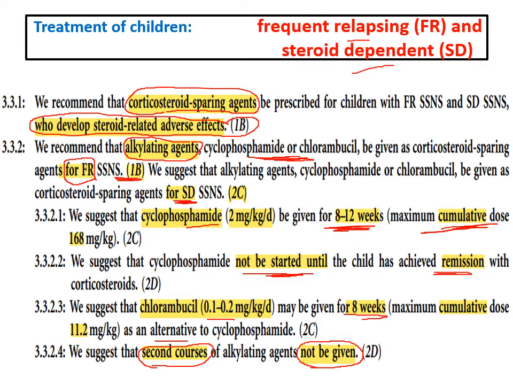يبقى to know تاني when to use alkylating when to use other immunosuppressives or corticosteroid sparing agents when children develop steroid related adverse effects. Options, the first option is alkylating agents cyclophosphamide or chlorambucil. They are preferred in frequent relapsers. They are not preferred in steroid dependency. The course cyclophosphamide can be used for a course up to 3 months. The chlorambucil can be used up to 8 weeks. Second courses shouldn't be given.